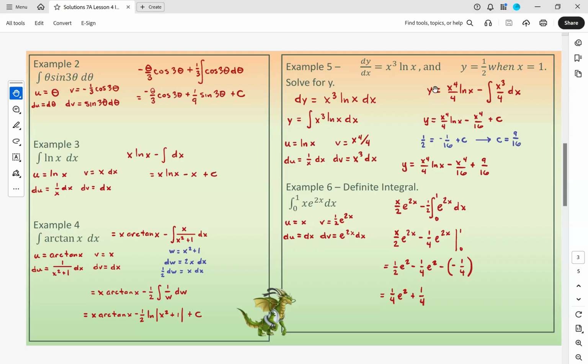Okay. I do have a much nicer integrand. I eventually get to my answer with the y equals and a plus c, but I can figure out the value of c by taking my answer thus far, plugging in 1/2 for y, 1 for x, solving for c, and then finally I update my answer with the plus 9 over 16, keeping that y equals in there as well.